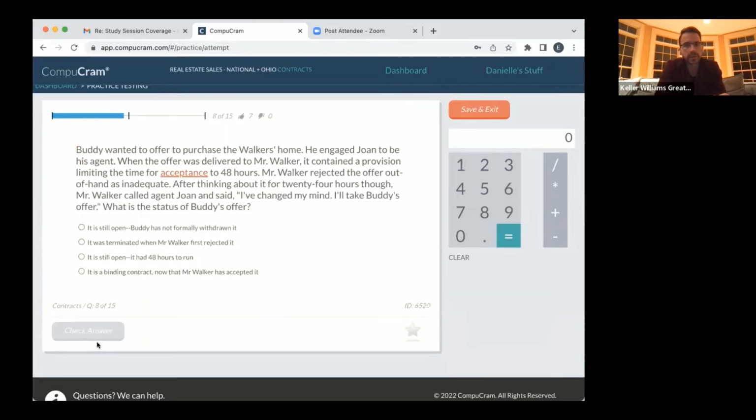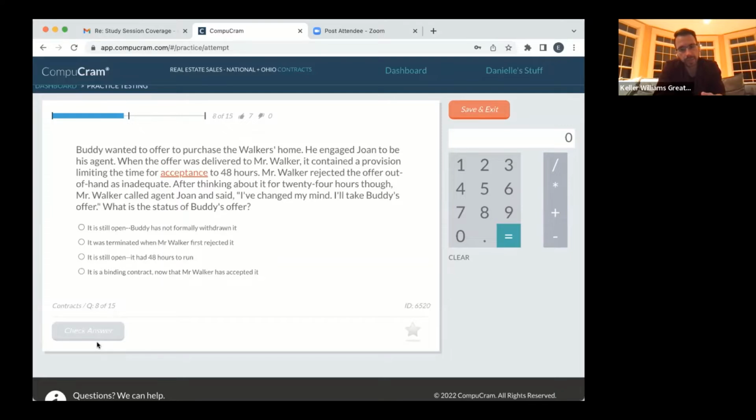Buddy wanted to make an offer to purchase on Walker's home. He engaged Joan to be his agent. When the offer was delivered to Mr. Walker, it contained a provision limiting the time for the acceptance to 48 hours. Mr. Walker rejected the offer out of hand as inadequate. After thinking about it for 24 hours, though, Mr. Walker called the agent Joan and said, "I've changed my mind. I'll take Buddy's offer." What is the status of Buddy's offer?